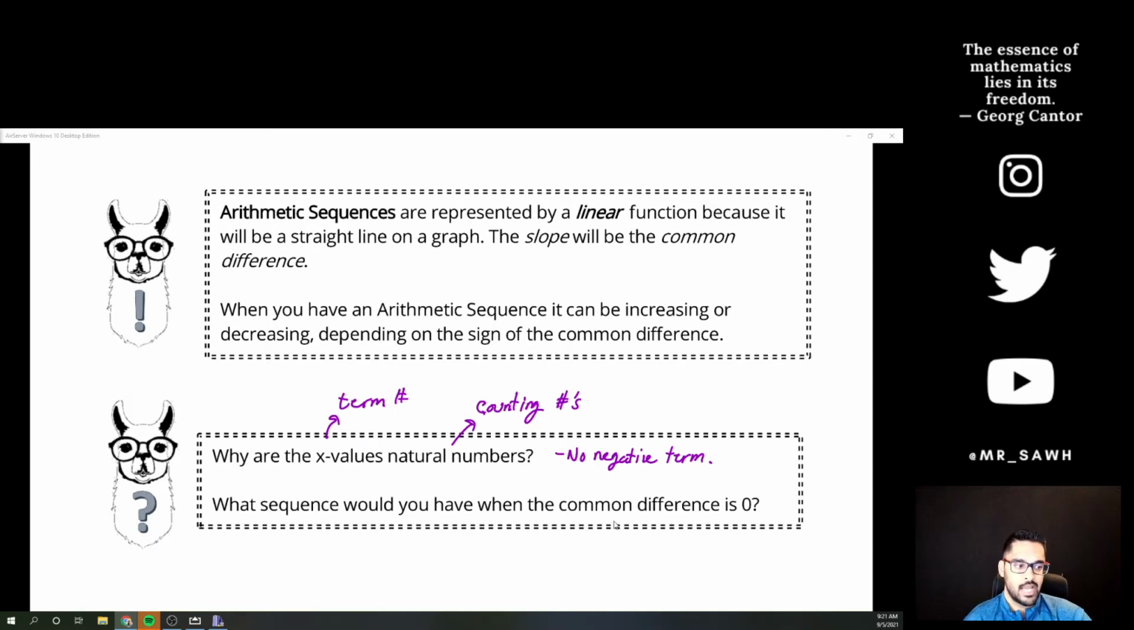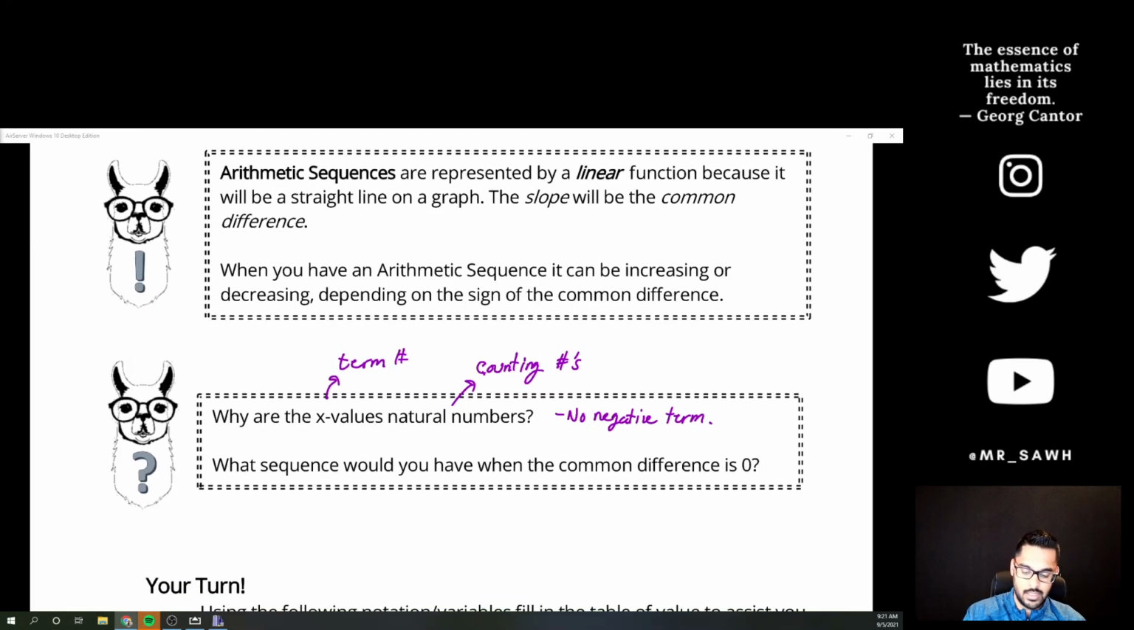What sequence would you have if the common difference was 0? Let's just create a sequence. Let's say my first term is 2. If the common difference is 0, think about doing, as your second term, 2 plus your common difference of 0. You'll end up with just 2. Same thing again. 2 plus the common difference from the first time to get there, plus another common difference to get to the third term, it's still 2.